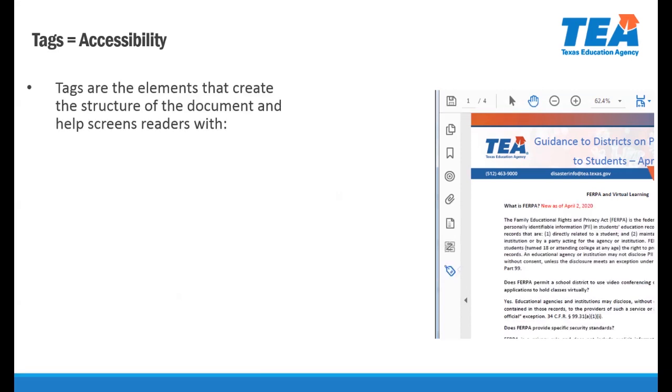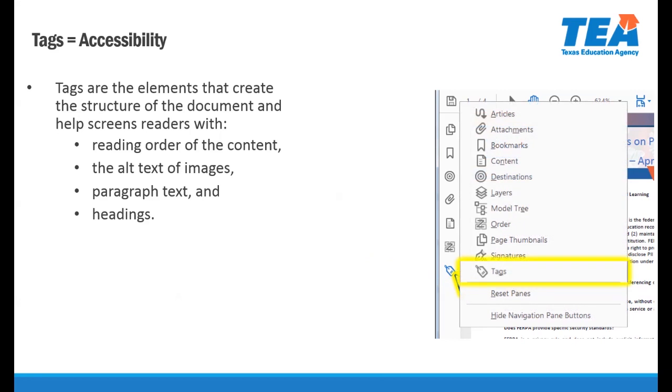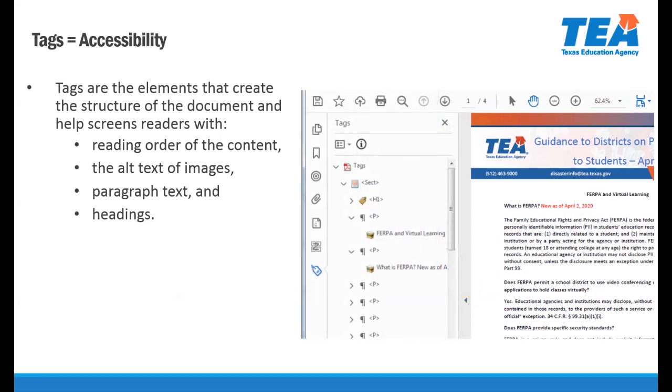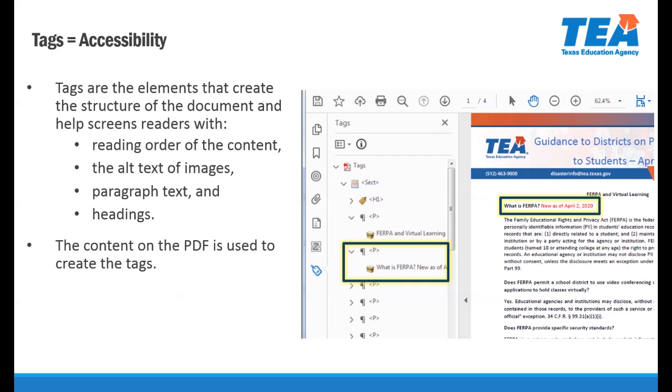Tags are the elements that create the structure in the PDF and help the screen reader with the reading order, reading of the alt text and images, paragraph text, and headings. Tags can be found by opening the Tags button on the left side navigation pane. If you don't see the Tags icon button, right-click anywhere on the navigation pane and select Tags from the menu. Clicking on the Tags button icon will open the Tags pane on the left side. The content that appears on the document will also be in the Tags pane. The tags should also follow the logical reading order of the content.